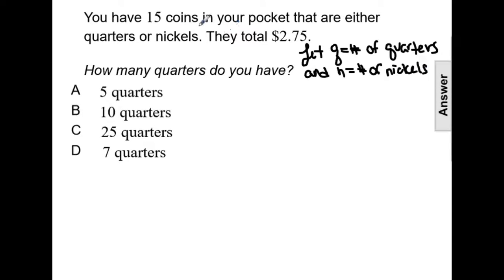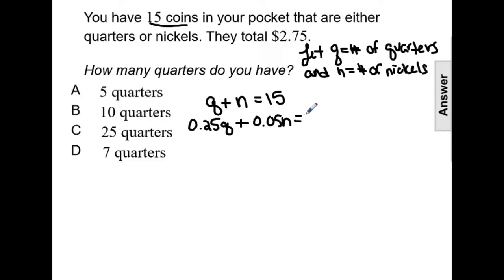So the first relationship is that you have 15 coins, so the number of quarters plus the number of nickels should be 15. Next, we have our monetary value. So we have that a quarter is worth 25 cents or 0.25 Q, and a nickel is worth 5 cents or 0.05 N, and it should total to the $2.75, the total amount of money that we have.